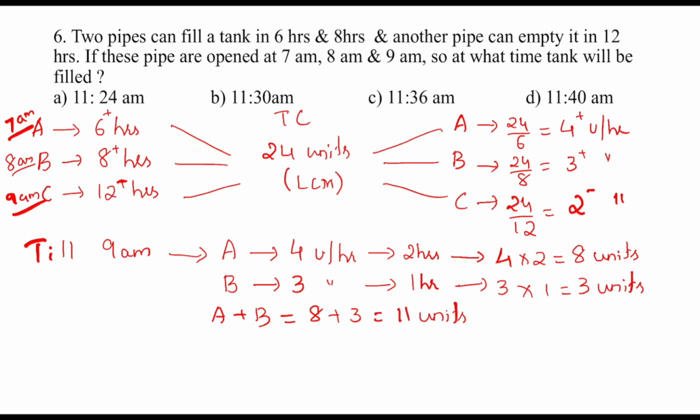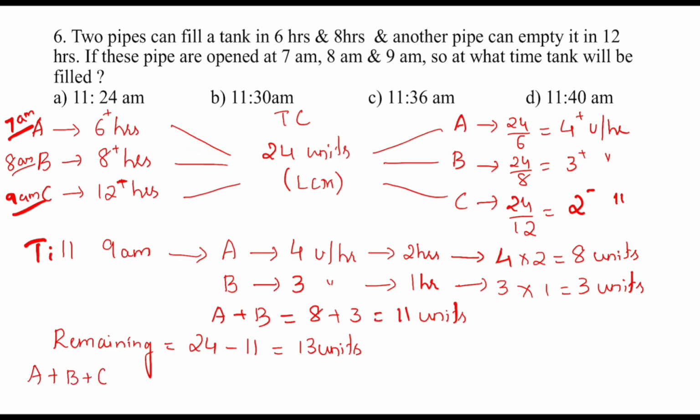Okay. So what is the remaining capacity? How much is remaining to be filled? If 24 is the total capacity, 11 is already filled by A and B till 9 o'clock. So 24 minus 11 is equal to 13 units. So now 13 units is remaining. Then after 9 am all three are working. A, B and C all are open, because at 9 am C is also opened.